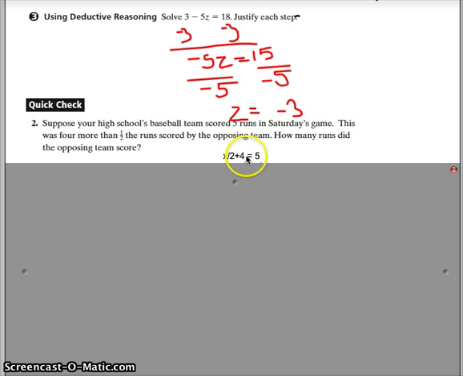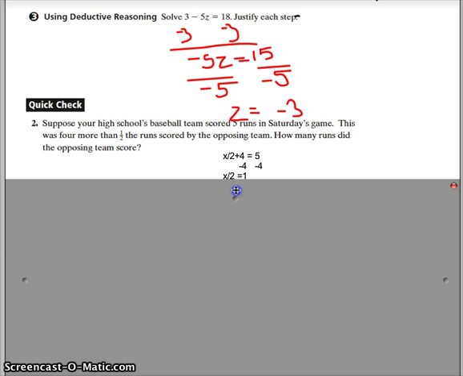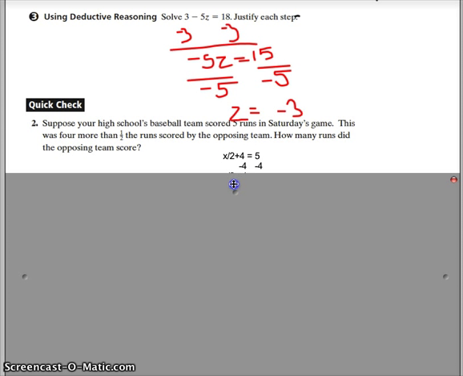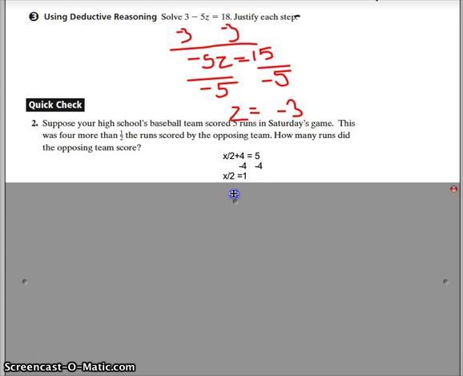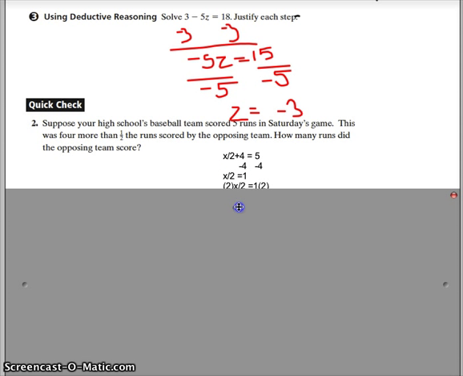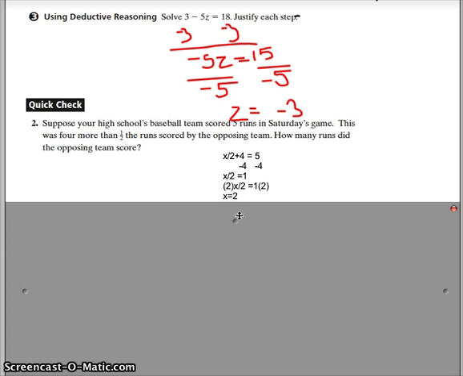So again, I'm going to subtract 4 from both sides, and then I'm going to be left with x divided by 2 equals 1. And then I'm going to undo this division by multiplying both sides by 2, and I'm left with x equals 2.